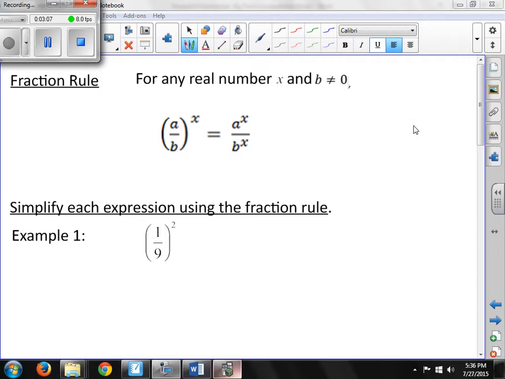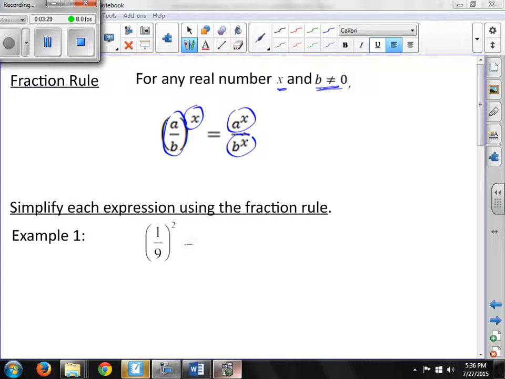Okay, let's get the fraction rule. For any real number x with b not equal to 0, the fraction a over b raised to the x would be a to the x over b to the x. We raise the numerator and the denominator both to the x power. Simplify each of the following expressions using the fraction rule.